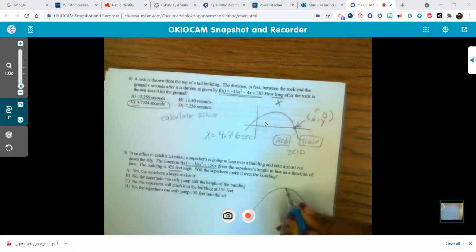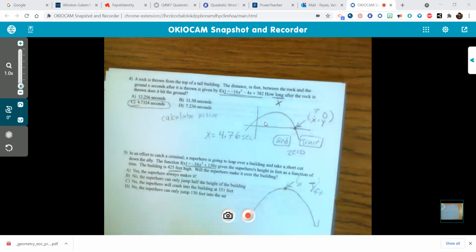So you need to know the maximum height that the superhero can jump, this amount right here. You need to know the height. X represents the seconds, but Y represents the actual feet. This is what you're looking for. So let's use the calculator to do that, all right?